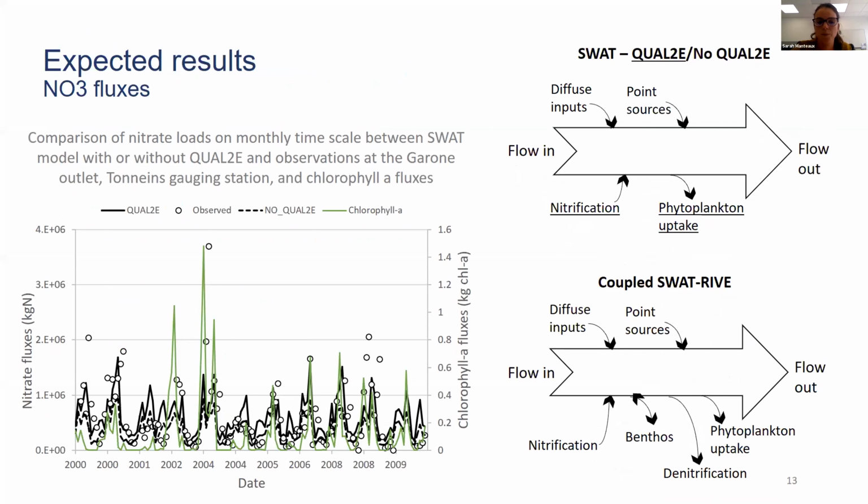So I don't have results, but we can see here the SWAT results on the Garonne, the comparison between values with QUAL2E and no QUAL2E. They are close to the observation, but it's also due to the calibration that allowed that. With RIVE, we won't have that calibration part, so we can focus on the processes and analyze problems like eutrophication more easily. The processes will be more detailed and not just phytoplankton like in QUAL2E.